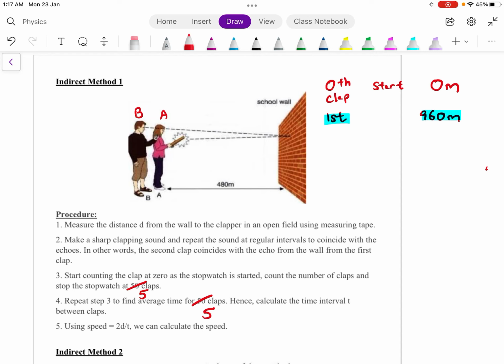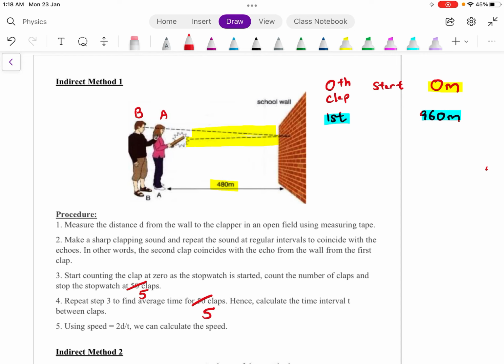When person A claps for the 0th time, person B will start the stopwatch. Of course, when you start the stopwatch, the sound has actually traveled 0 meters. Then the sound starts to travel to and fro. So the sound travels around 960 meters, because the separation is roughly 480 meters apart.